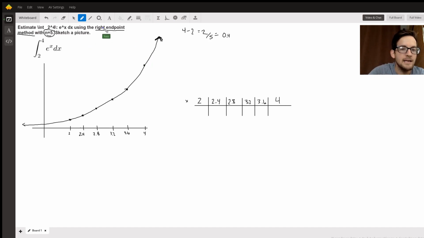Well, in a right endpoint method, what that means is you start at the right-hand side of the graph. So you start all the way at the furthest point. You start on the right hand, and then you just draw across, toward the left. So in a right endpoint method, you're drawing toward the left until you get to the next point right there, and then you just draw all the way down.